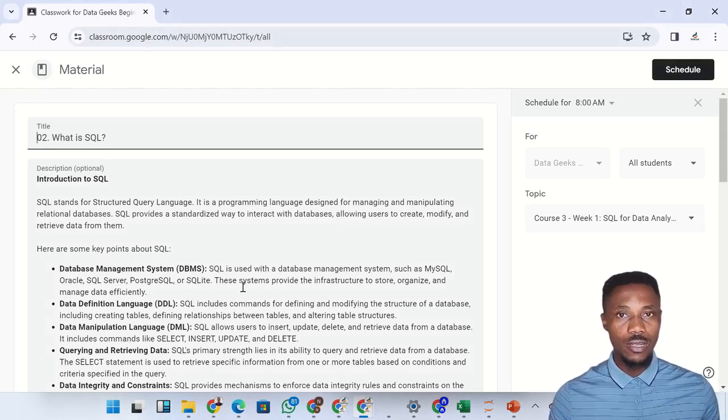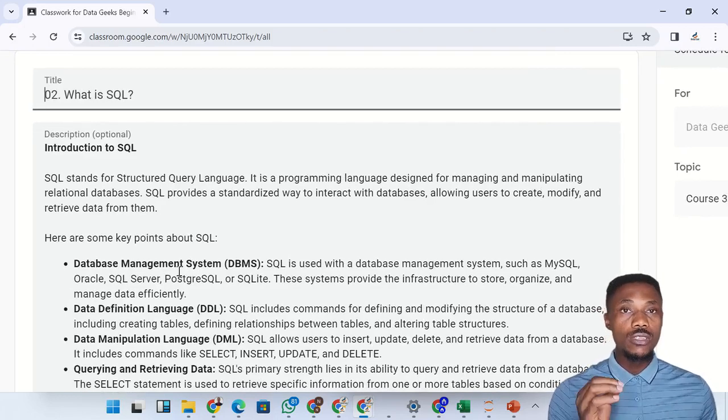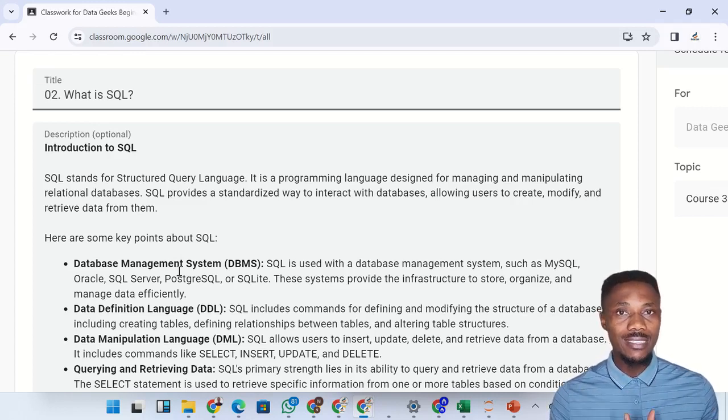So what is SQL? SQL simply stands for Structured Query Language. It is a high-level programming language. Why do I call it a high-level programming language? That is because a lot of its syntax has to do with more high-level English language. You see more of English words like select, where, from, and those are different clauses that combine together to form the SQL language. So it's a high-level programming language that is designed for managing and manipulating relational databases.